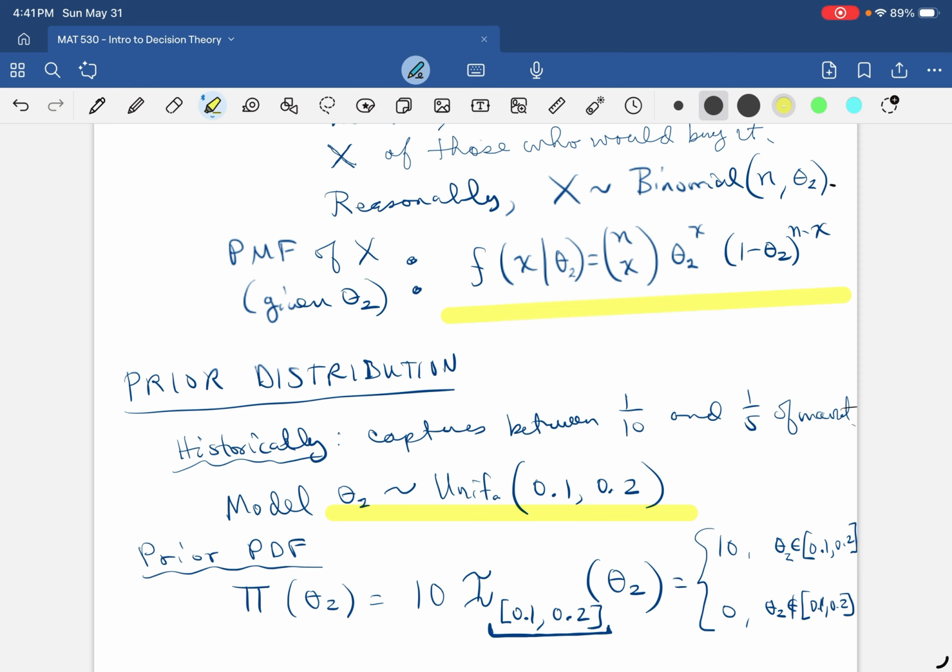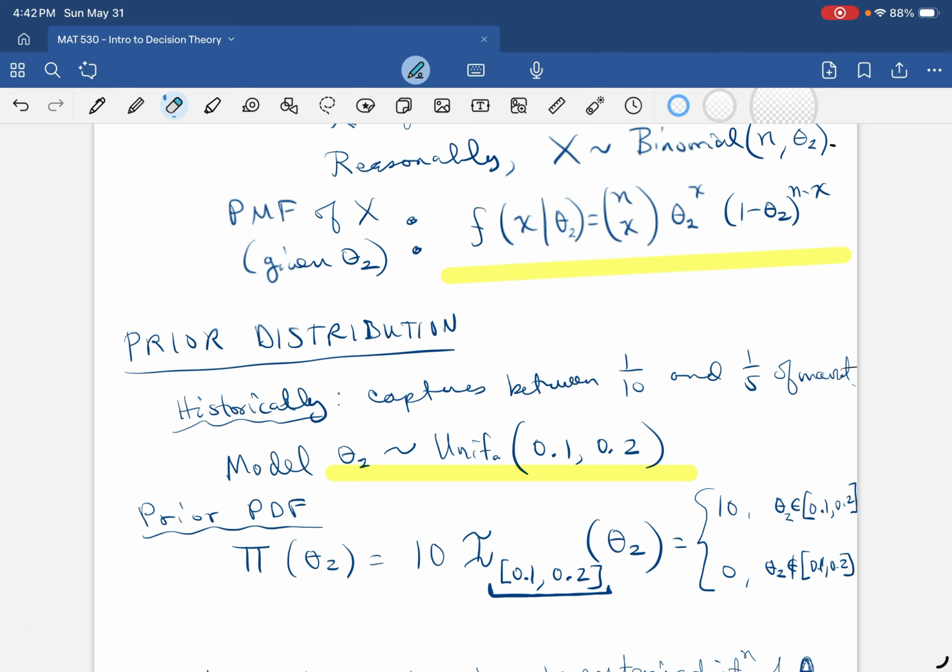And so you can see here that even though we don't know what theta 2 is, we have some idea about theta 2 based on prior information, and so we manifest that prior knowledge in terms of this prior distribution. And you may have been wondering, why do we call this the prior distribution? With this preview of Bayesian statistics, we're going to see why this is called the prior distribution.